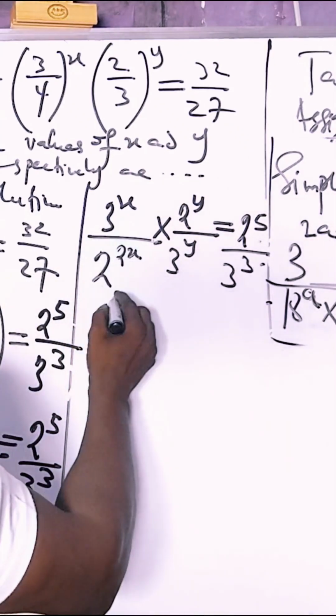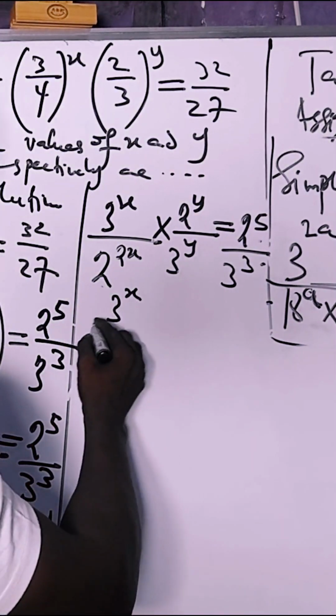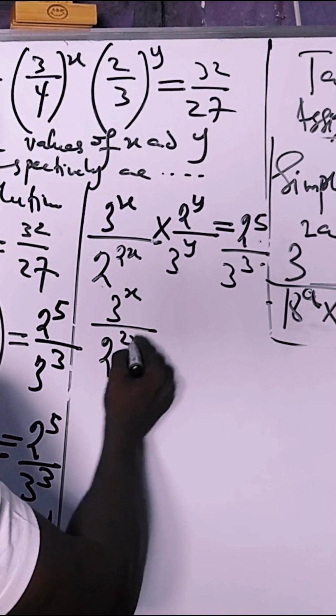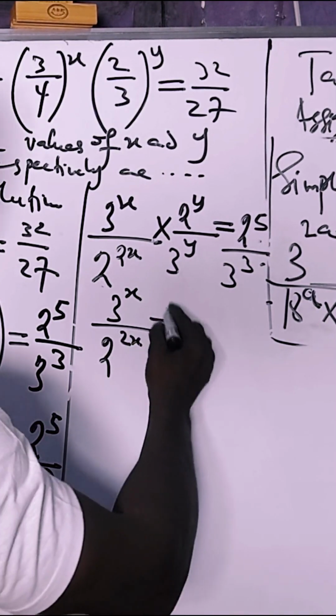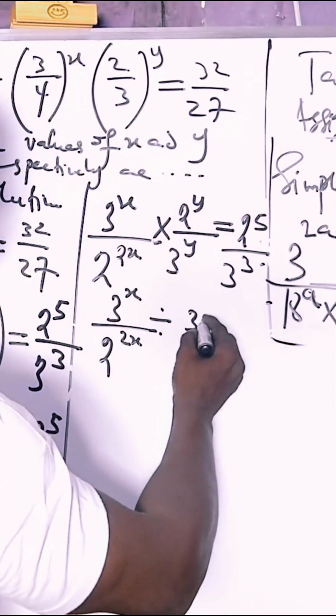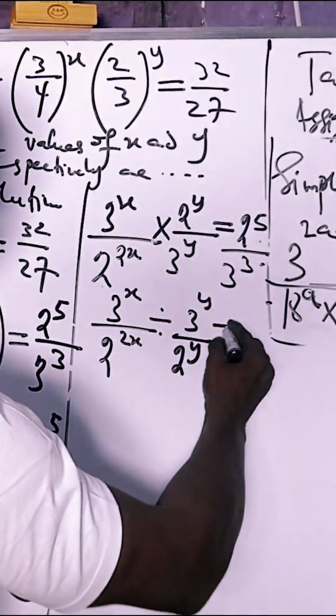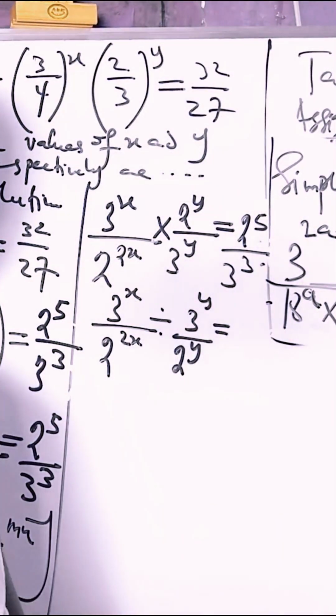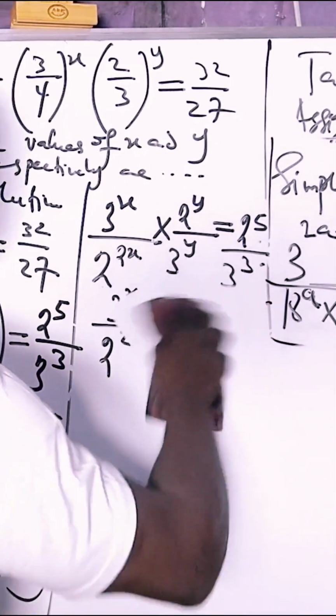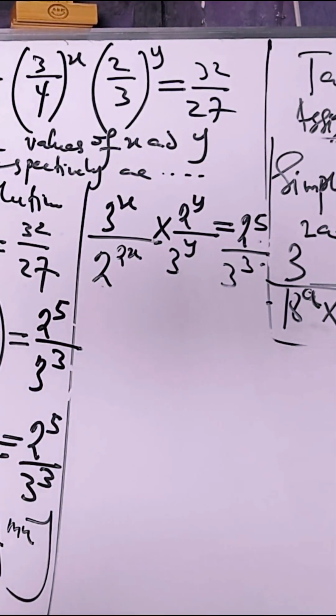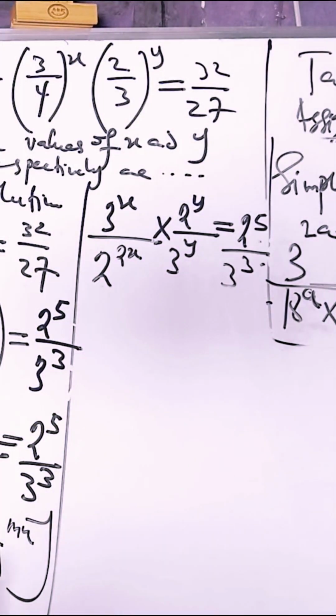Let's do that. It becomes 3 raised to x over 2 raised to 2x, divided by 3 raised to y over 2 raised to y, and that is equal to... okay, before we do just that, I think there's something missing. We'll have to arrange the terms so that the ones that have similar base are combined together. So let's do that first.